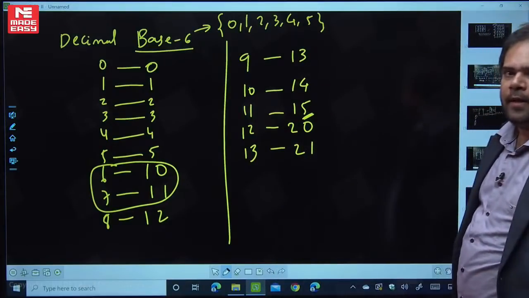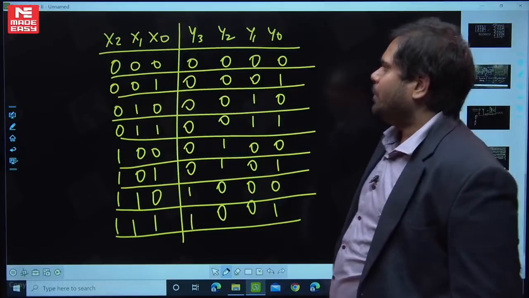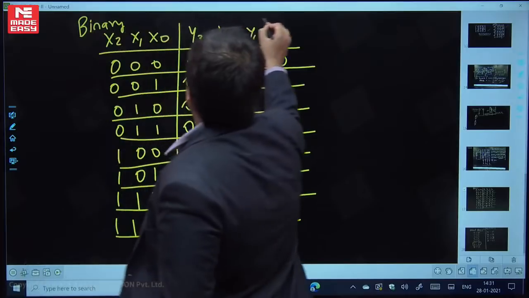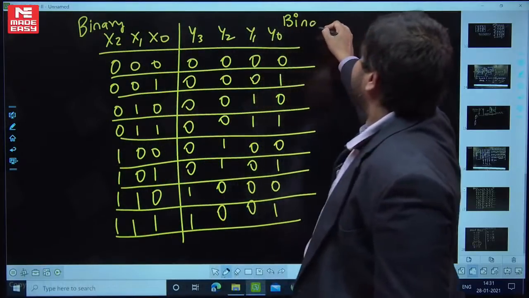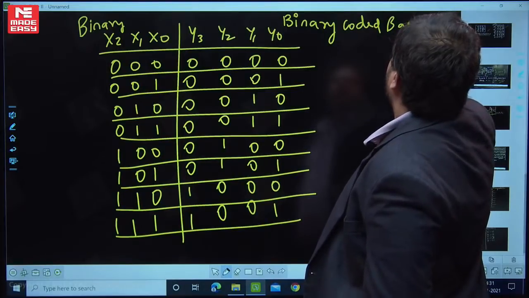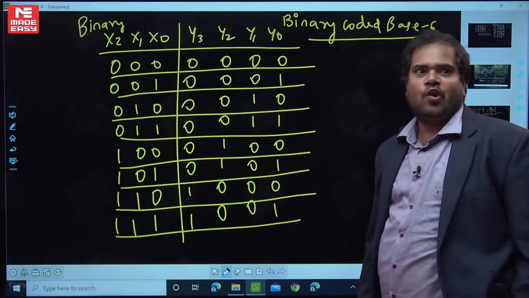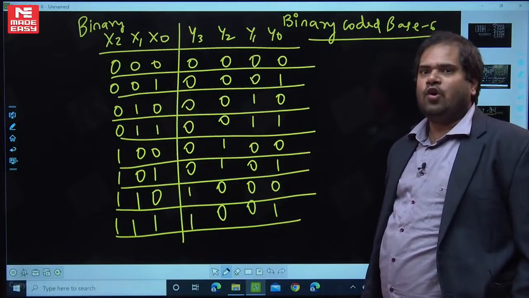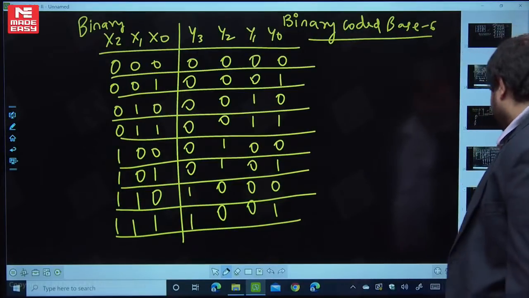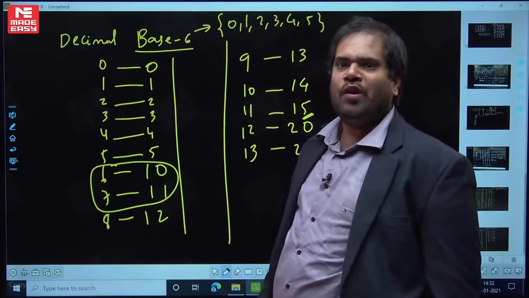Now that is done, come here. This is binary. This is called binary coded base 6. You might have heard of binary coded decimal; this is binary coded base 6. That means you're coding in binary. Simple. Let me show it here. The same thing I code in binary.